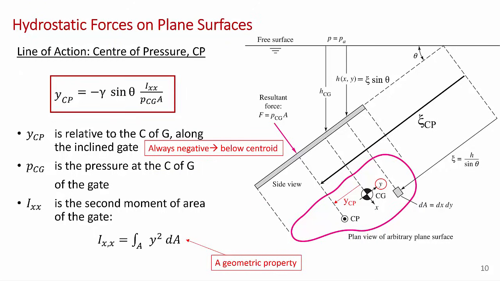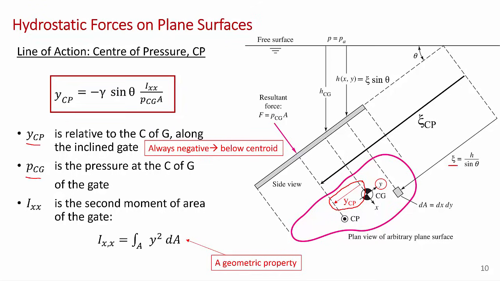Okay, let me just say a few more words about this. I've just rewritten the equation here. ycp equals minus gamma sine theta Ixx, the second moment of area, over the pressure at the center of gravity times the area. So ycp is measured relative to the center of gravity along the inclined gate. I've tried to show that here. That's the distance measured downward from the center of gravity, but in the direction of this xi coordinate, measured along the gate. In most cases, it'll be a vertical gate, so it'll be vertically straight down.